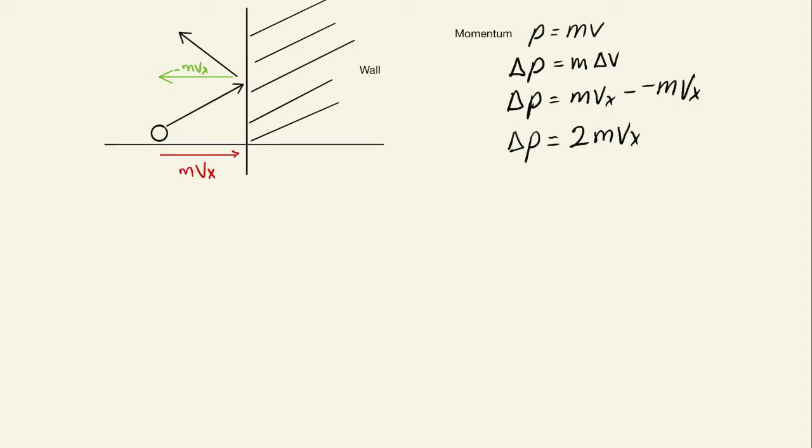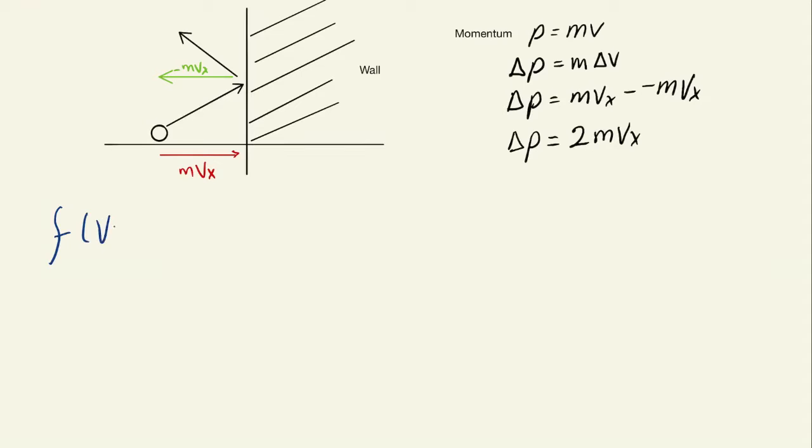So here we have a particle which has an elastic collision with the wall, and momentum would be the mass times that velocity. So the change in momentum would be mass times the change in velocity, and minus going in the opposite direction would result in the change in momentum equals 2 times the mass times the velocity in x.